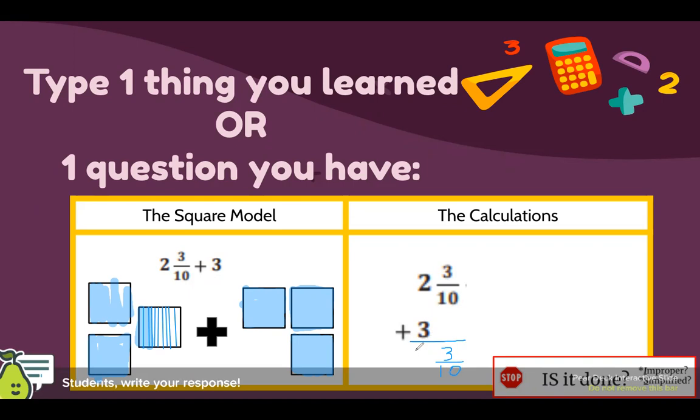And 2 plus 3 is 5. So our answer is 5 3/10, whether we do it on a number line using models or just straight out do the calculation. All right.